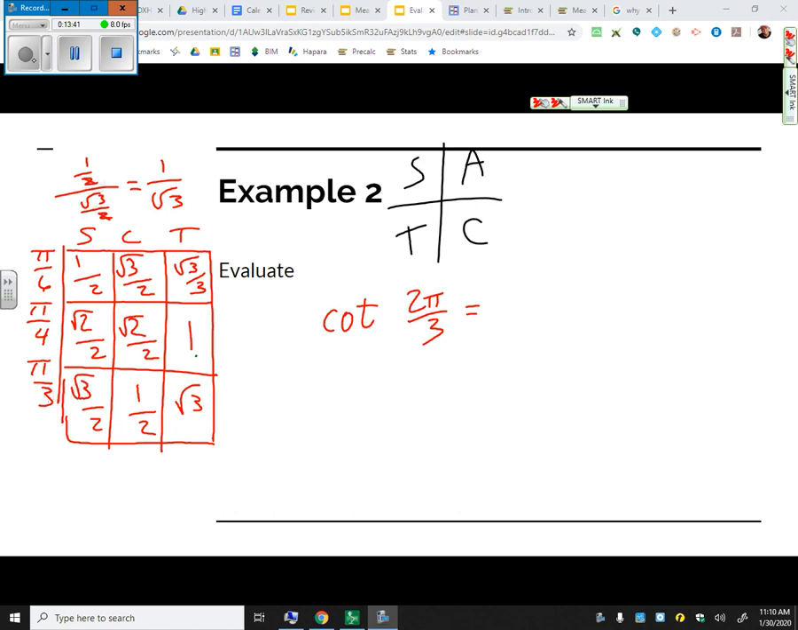And then which one of these is going to be the reciprocal of cotangent? Tangent, good call. So I don't have to wait till the end. I can go ahead and flip this square root of 3 right now. That makes my value square root of 3 over 3 after I rationalize. Positive or negative? It's negative. Good. So this is the answer I will want.